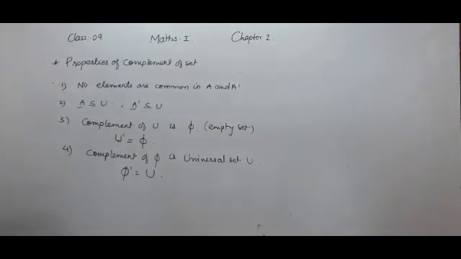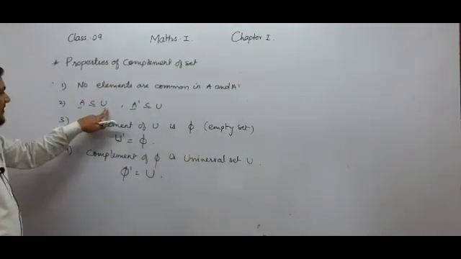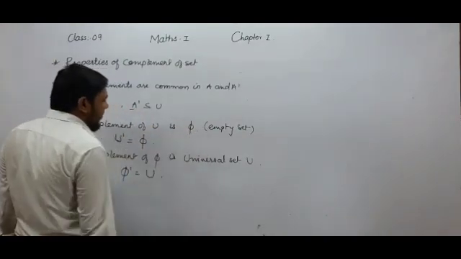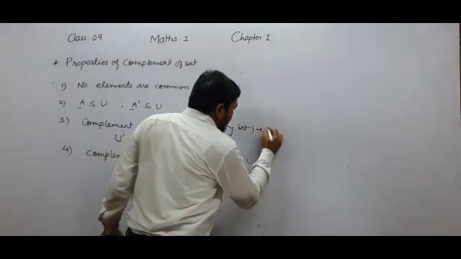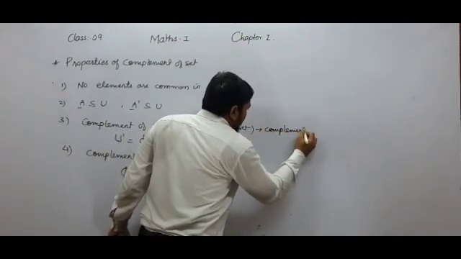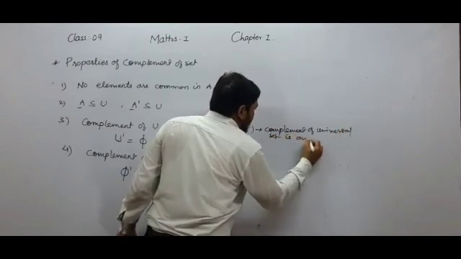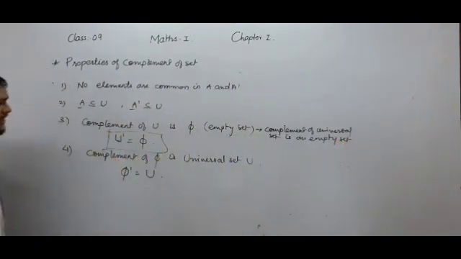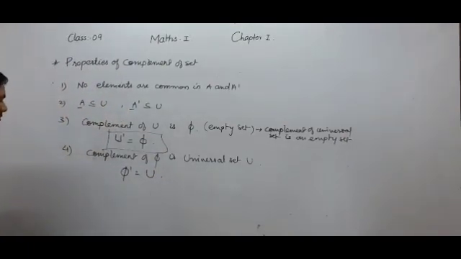I will make the revision for this. No elements are common in A and A complement. A is the subset of U and A complement is also the subset of U, and the complement of U is nothing but phi, that is empty set, means complement of universal set is empty set. Complement of universal set is nothing but an empty set. Or you can say that complement of empty set is a universal set U.